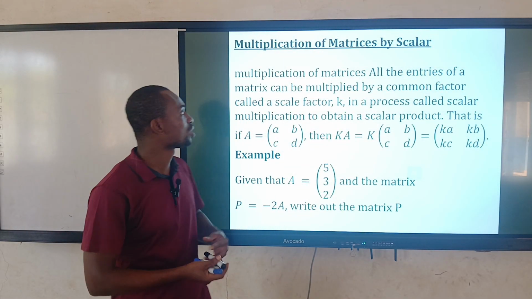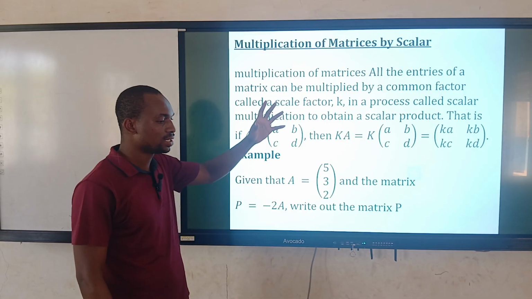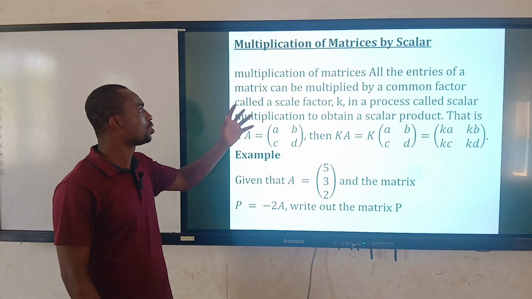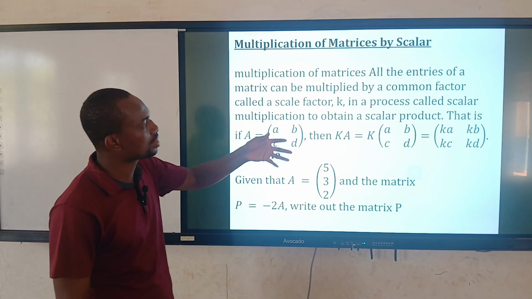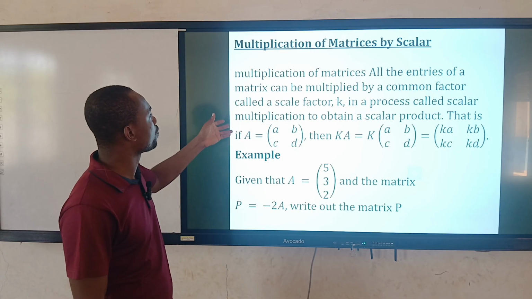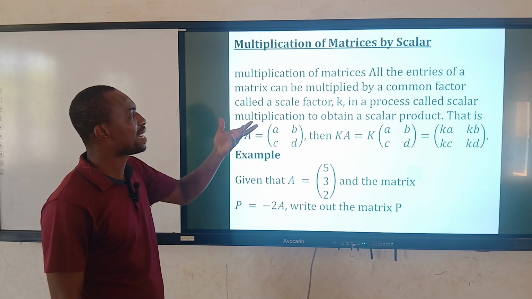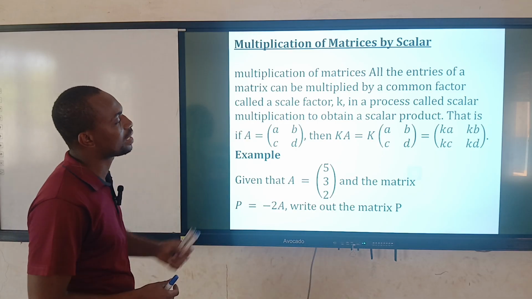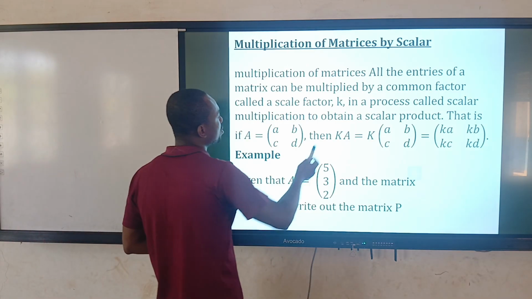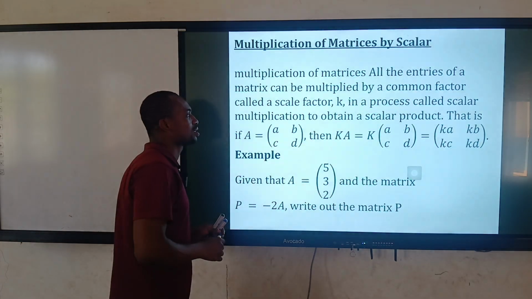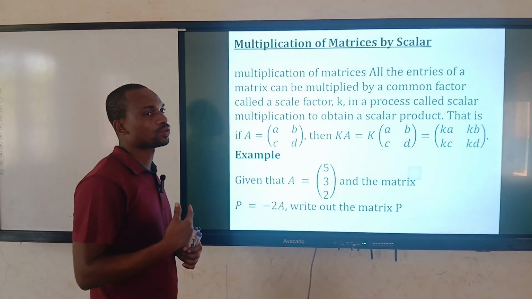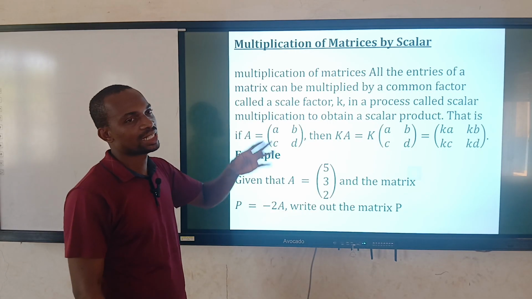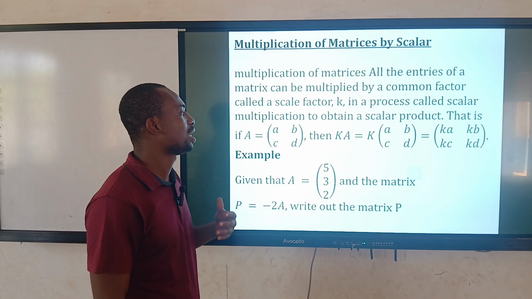Today we are looking at multiplication of a matrix by a scalar. So we have this simple definition here. All the entries of a matrix can be multiplied by a common factor, and that is called a scalar factor. Here we use K to represent the scalar factor. In the process of solving it, we call it scalar multiplication, and the answer that we obtain, we call it the scalar product.